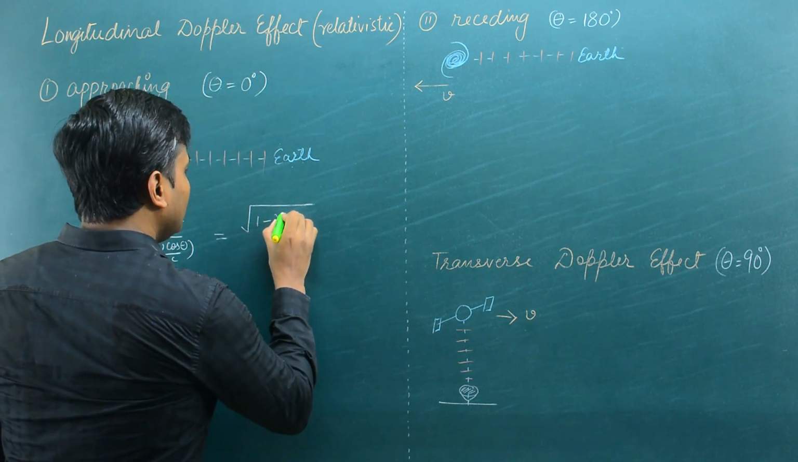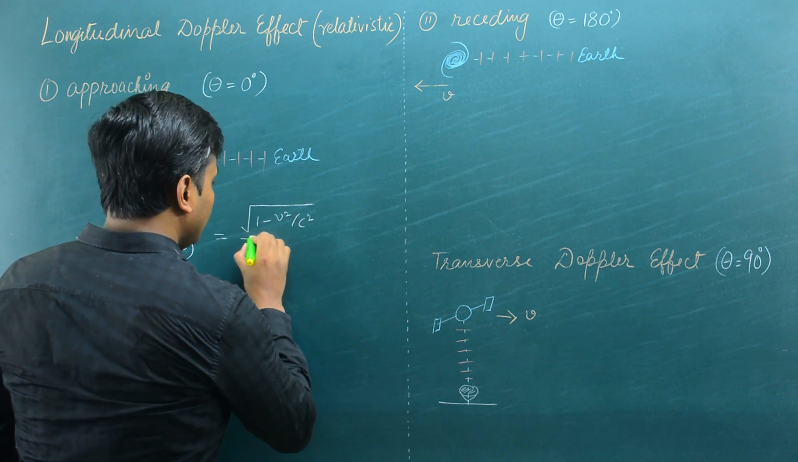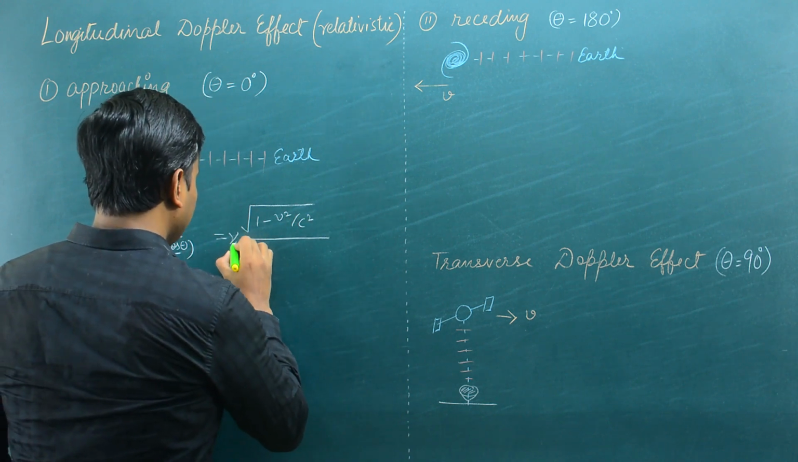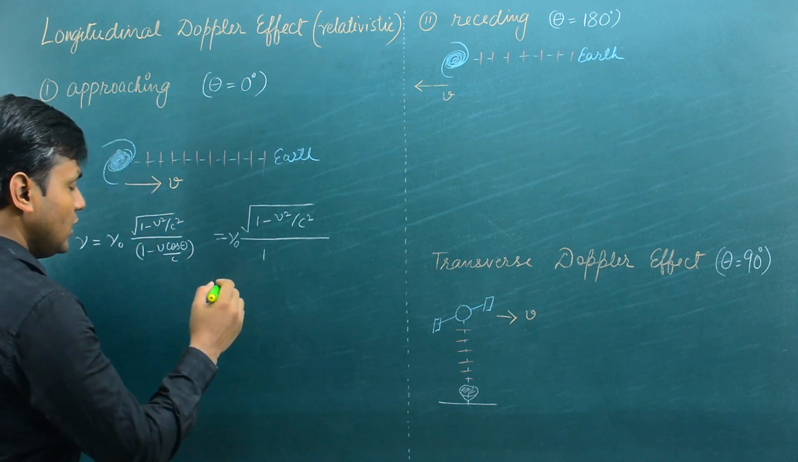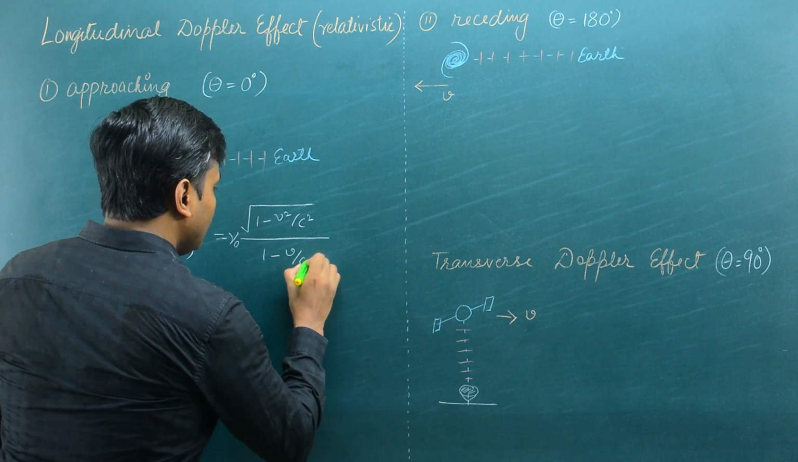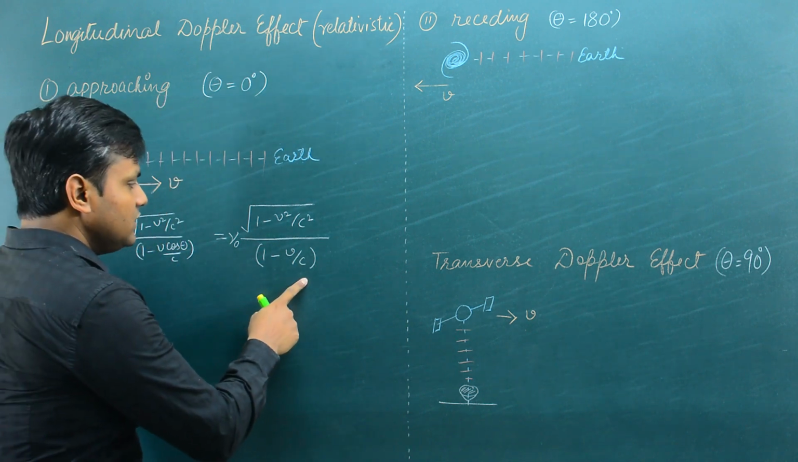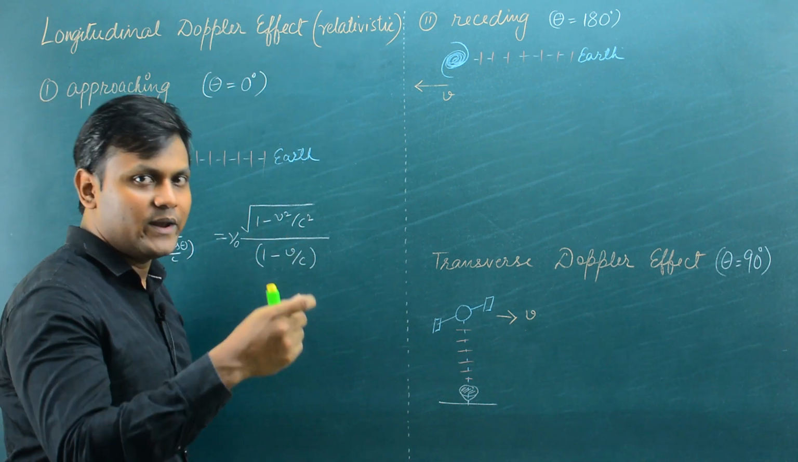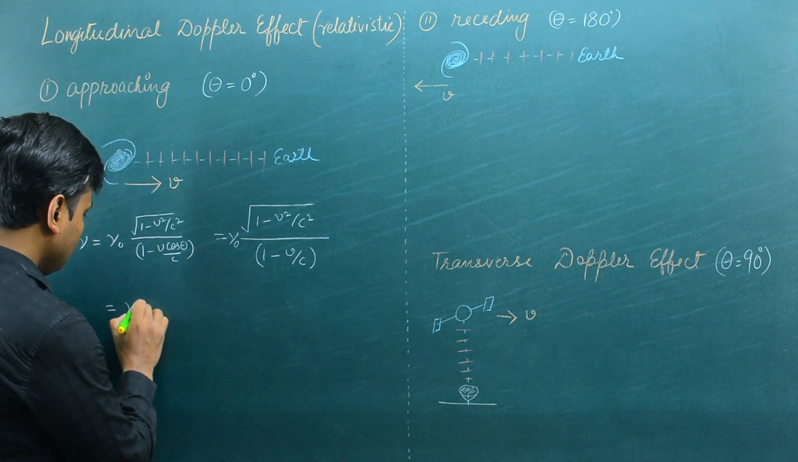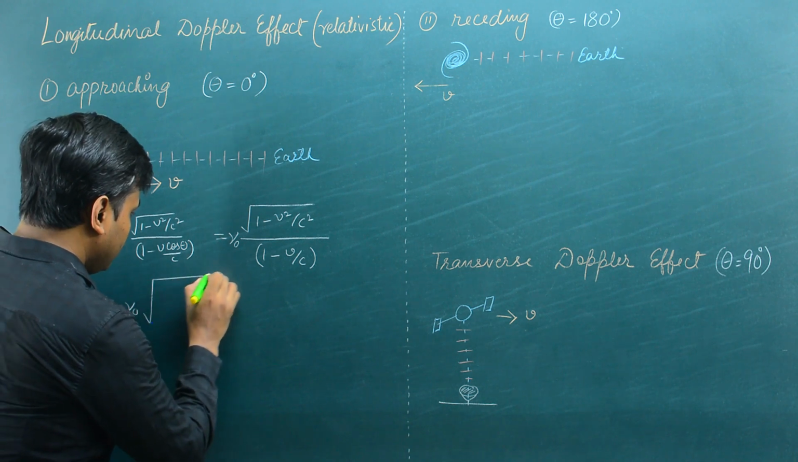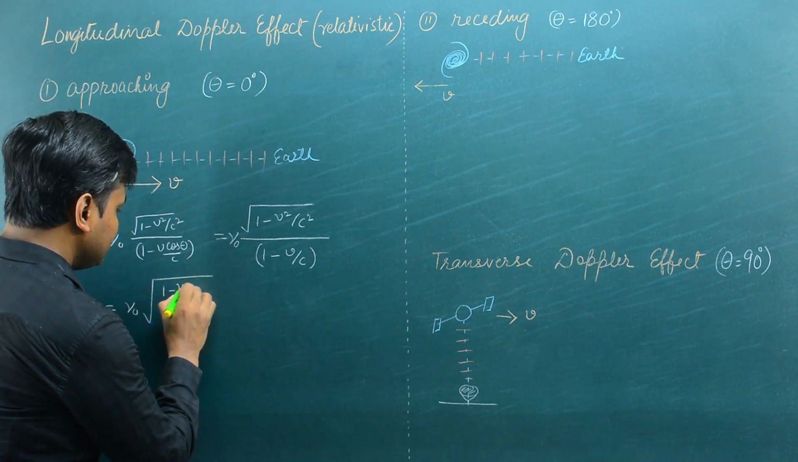In the numerator, I get 1 minus v square upon c square. Nu naught is already there. And in the denominator, I have 1 minus v upon c, since cos theta is 1. So 1 minus v upon c can be written as root over 1 minus v upon c square. So this can simply be written as nu naught, root over, in the numerator, 1 minus v square upon c square.